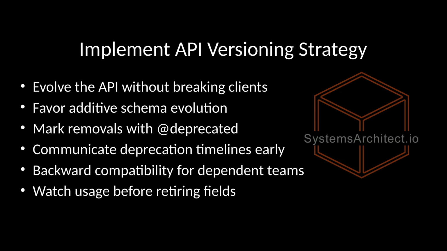14. Implement an API versioning strategy. APIs evolve, and a versioning strategy lets you change yours without breaking the clients already using it. Favor additive schema evolution, adding new fields and types rather than altering or removing existing ones. When something must go, mark it with the @deprecated directive so consumers get a clear, unhurried path to migrate. Watch usage of deprecated fields before you remove them, so you retire nothing that is still in active use.